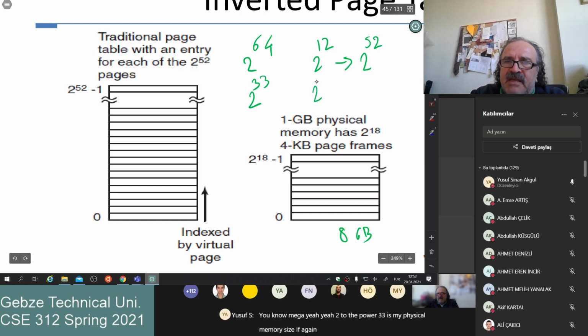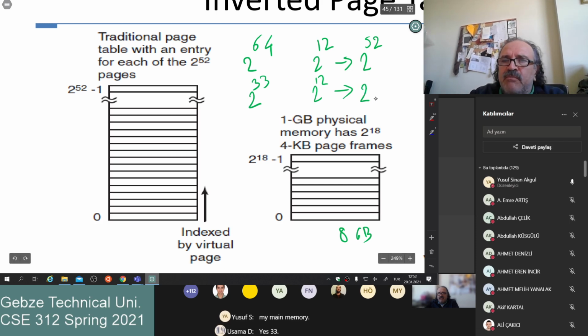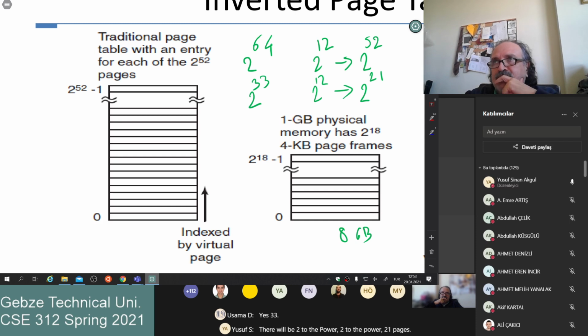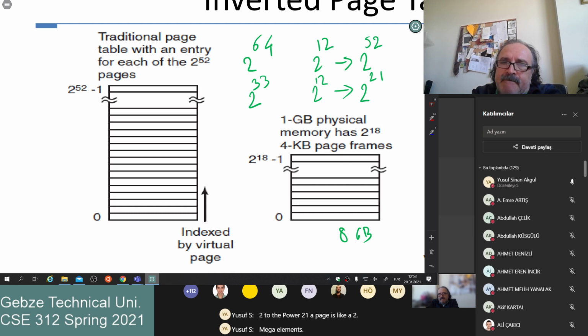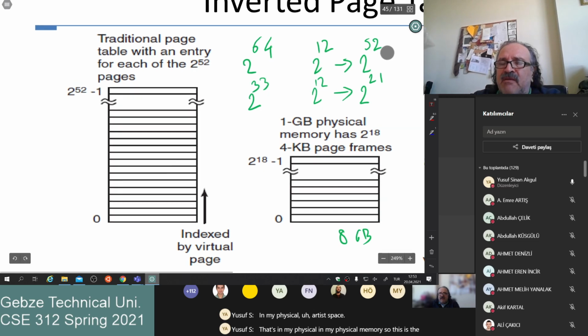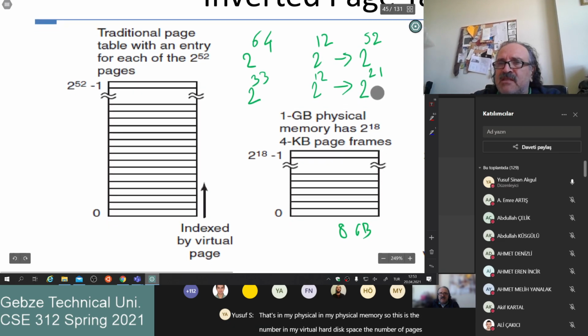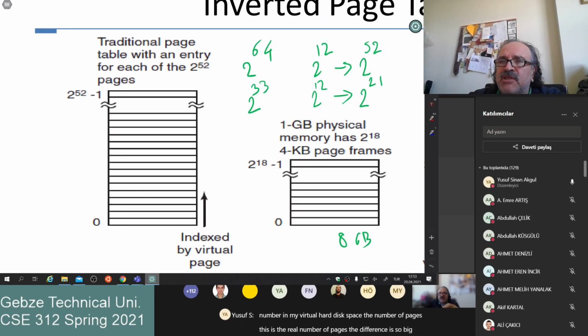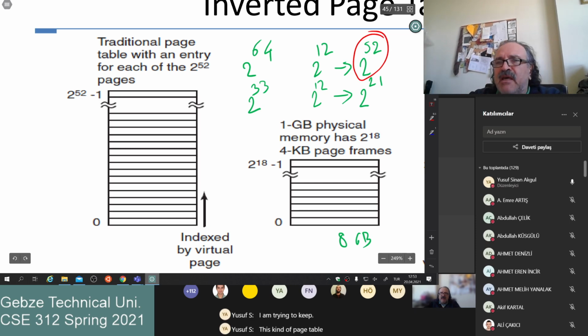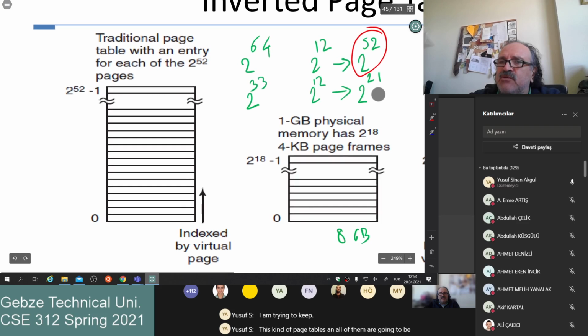If, again, my page sizes are 2 to the power 12, that means that in my main memory, there will be 2 to the power 21 pages, like 2 mega elements in my physical address space. That's in my physical memory. So this is the number in my virtual address space, the number of pages. This is the real number of pages. The difference is so big. And I am trying to keep this kind of page tables, and all of them are going to be addressed towards these 2 to the 21 numbers.